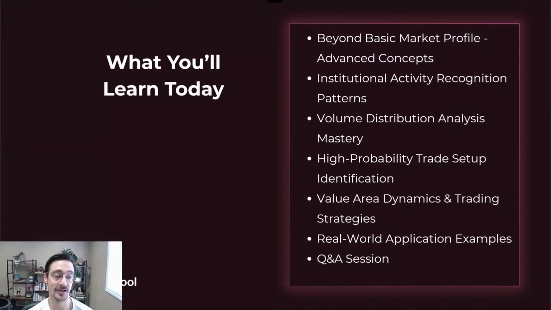So we're going to be going over volume distribution analysis. It's one thing to know where the shares traded at a given level on the chart, but it's another thing to delve a little bit deeper, look underneath the hood, and essentially dissect what that volume is actually doing at these levels. Is it primarily buyers, sellers? What does that tell us? We're going to be going over a few high probability trade setups, how to identify them and how to actually trade them. We're going to be talking about value area dynamics and trading strategies. So talking about ranges, where to buy in these ranges, where to sell in these ranges, and the dynamics that occur within these ranges.